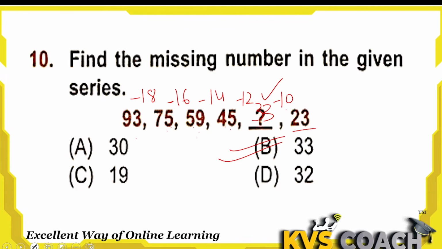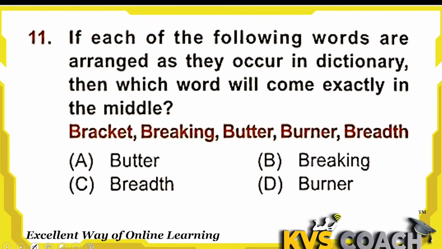B is 33. Next is: if each of the following words is arranged as they occur in the dictionary, then which word will come exactly in the middle? So let's check which one will be exactly in the middle here. Look, BR, BR, BU, BR. So R is coming before U. So these are on the fourth and fifth number. These will be on the fourth or fifth number.